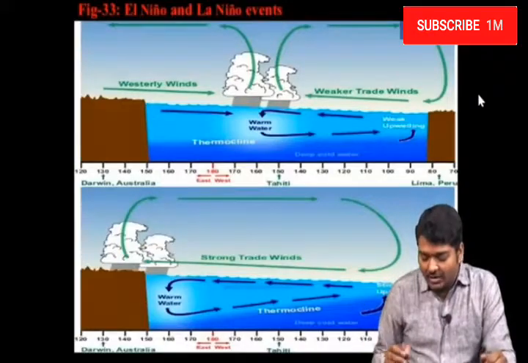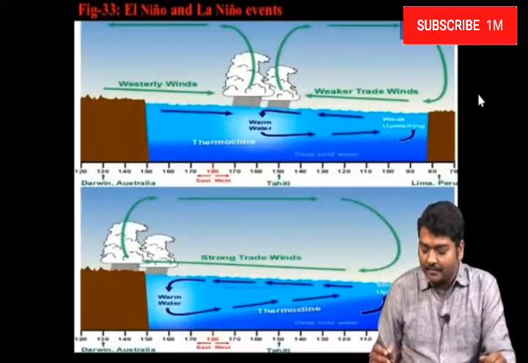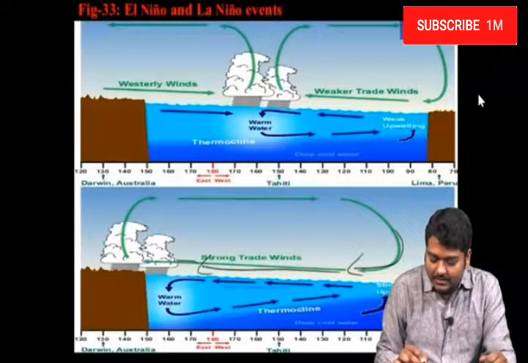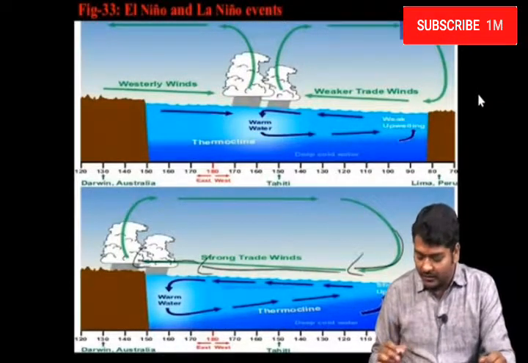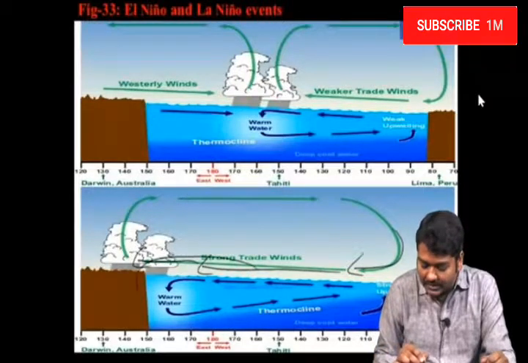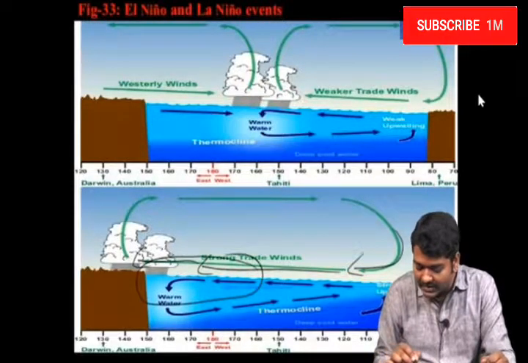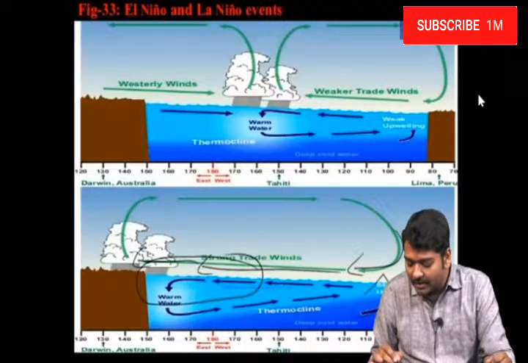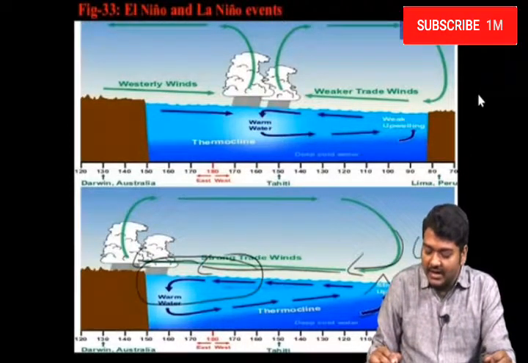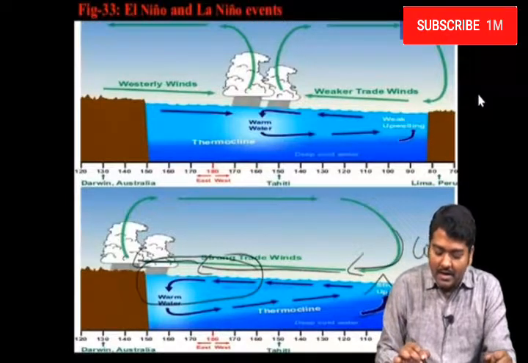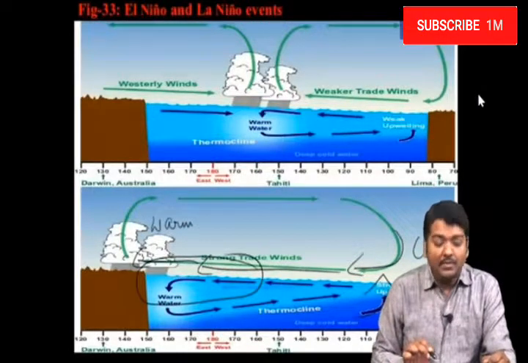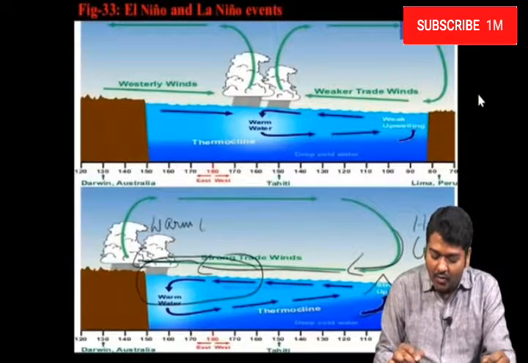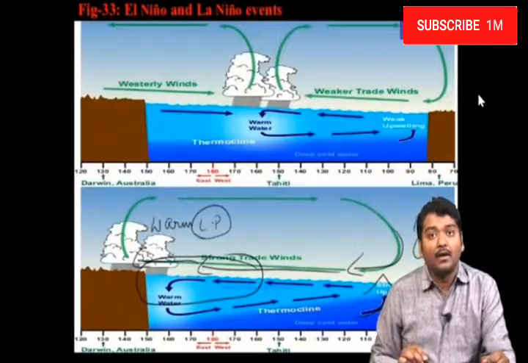So if you actually look at this particular diagram, can you see that the winds are blowing like this? Because of this, warm water is getting accumulated here. Can you see the surface water is coming, and the cold water is coming up? So can I say here I have cold, here I have warm. The meaning of this is high pressure is here and low pressure is here.